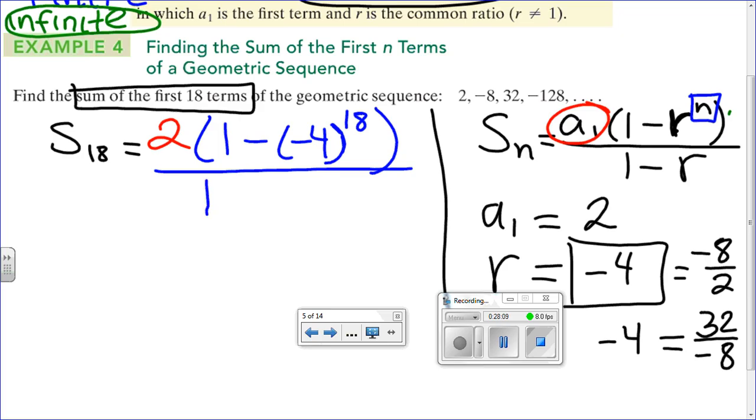So then on the bottom, we need 1 minus, what? What is the common ratio? Negative 4. Is this okay? No. What ratio? It should be 1 plus 4, right? But that comes after you realize that the common ratio is negative, right?